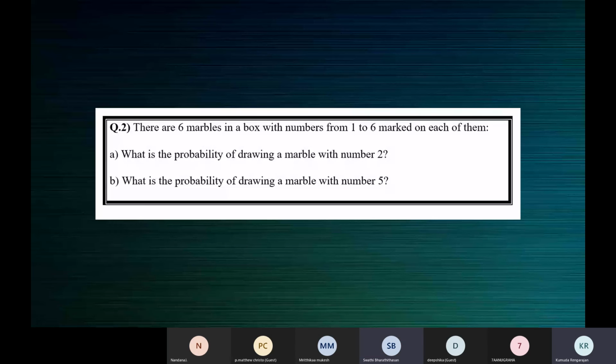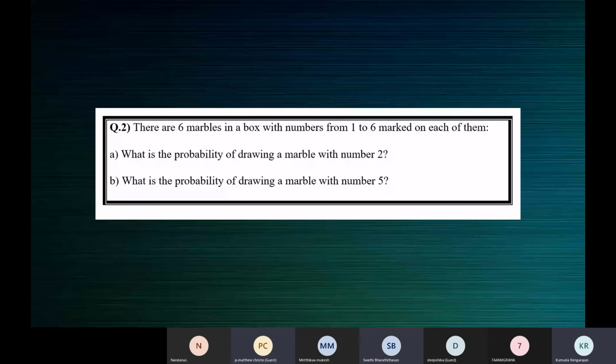Now, what is the chance, or what is the probability? You are asked to take one marble from the box. Is it 100, ma'am? Because you're telling 1 to 6. No. Now you have to put your hand in the box and pick one marble. But that marble should have the number 2 on it. What is the chance? What is the probability?